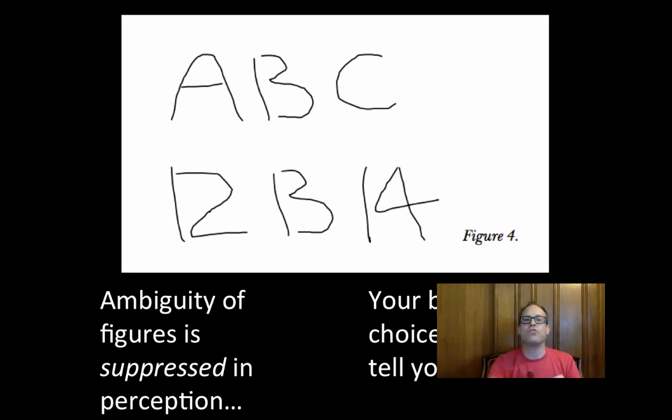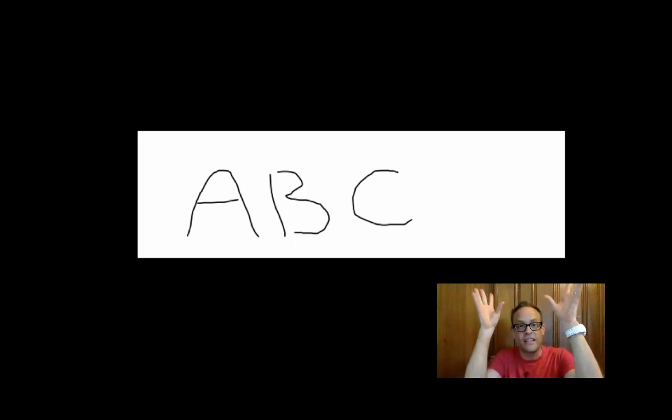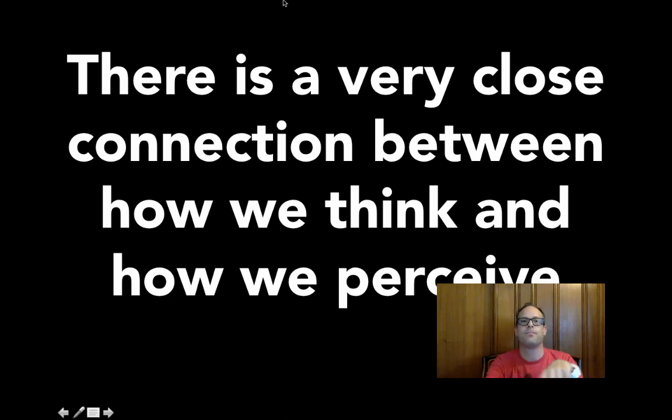What happened was when you first saw this picture, ABC, your brain made a choice. I'm going to treat that as a B. And it didn't tell you, hey, by the way, this could also be a 13. The brain makes choices for you about how information looks and how it processes, what's a proper pattern and what's not. And the brain doesn't tell you when it's making these decisions. You just get the end result, which is, oh my gosh, it's ABC. This is important because there's a connection between how we think and how we perceive.